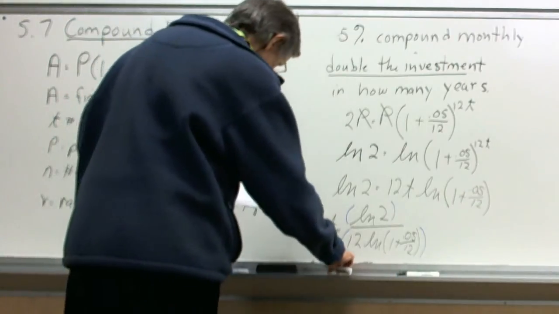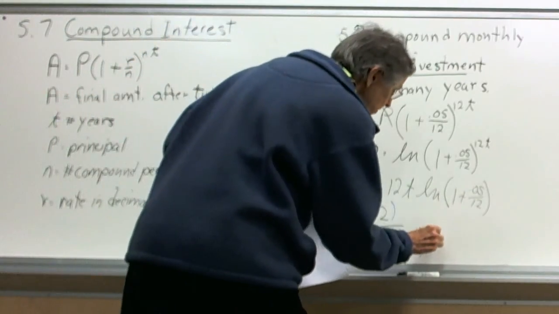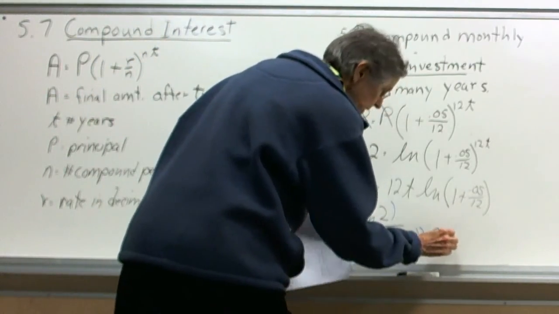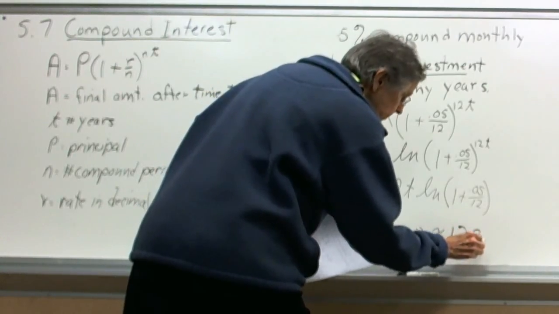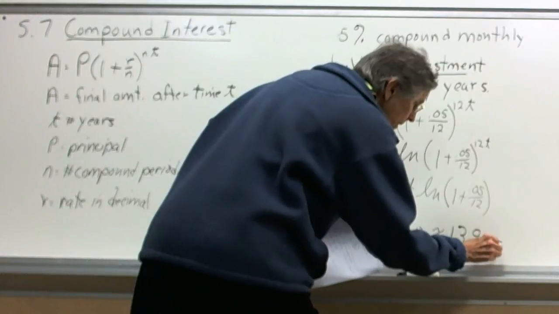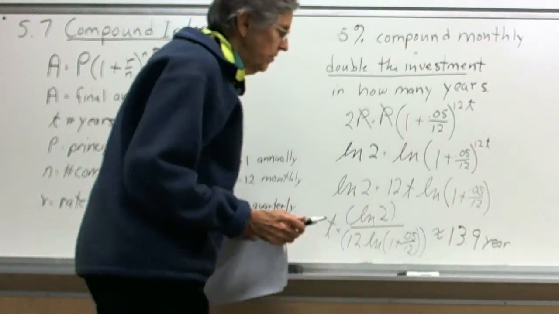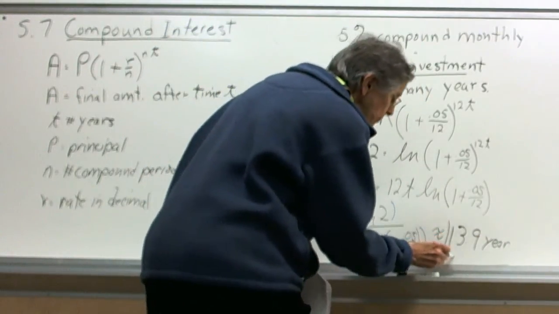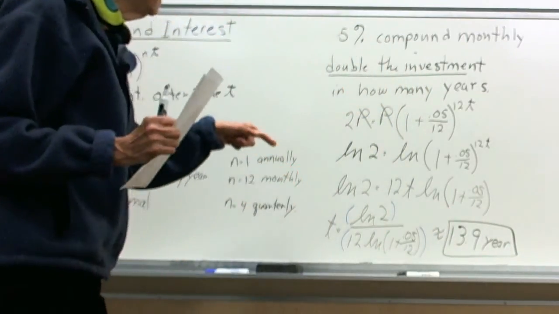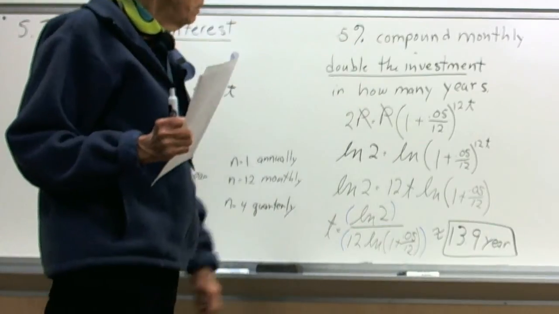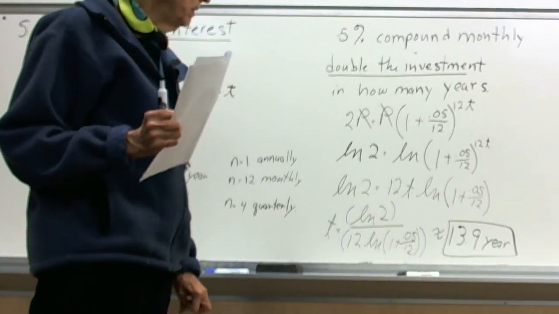So then the calculator will give me an approximation in decimal. Turns out to be 13.9 years. And so it's going to take 13.9 years to double whatever investment I make at this particular 5% rate compounded monthly.